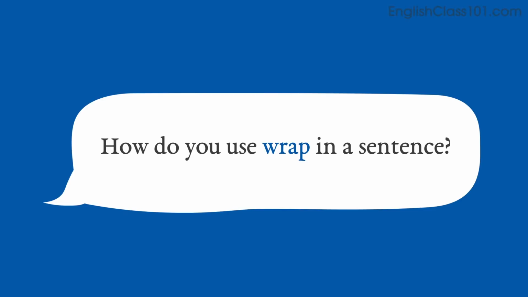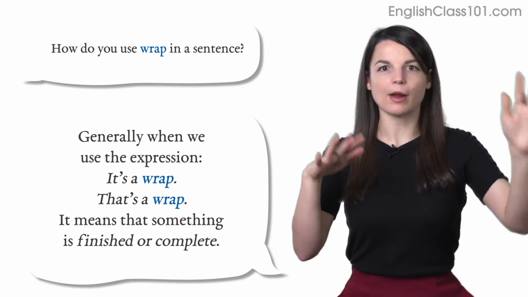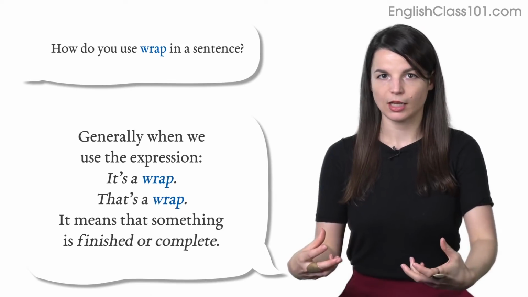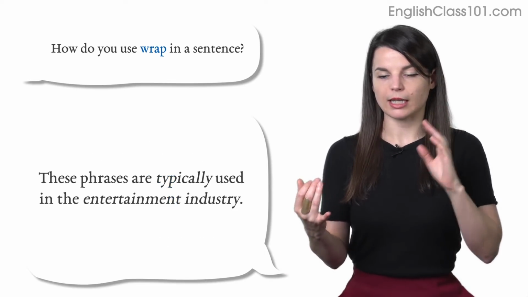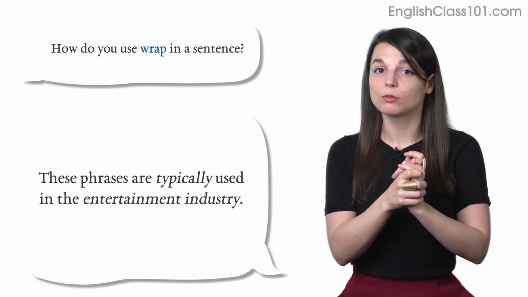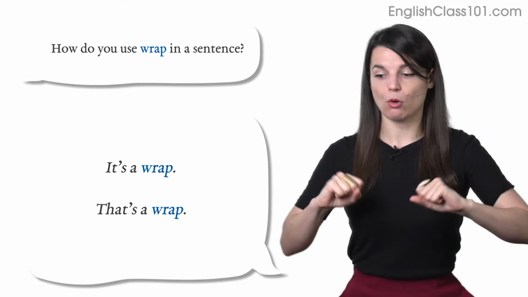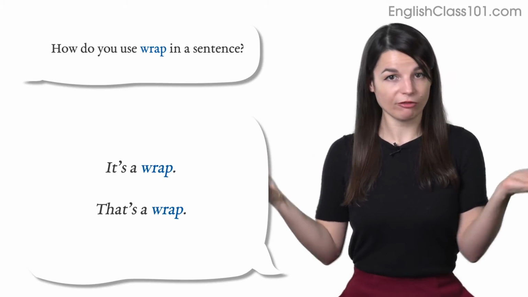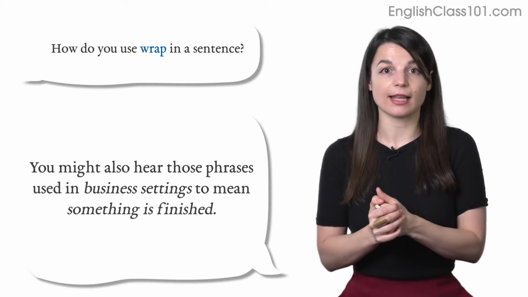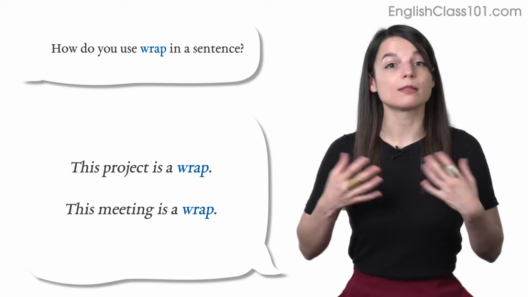Generally, when we use the expression, it's a wrap, or that's a wrap, it means that something is finished, it's complete. We often use this word in media, like film production, movie production, or TV production related work. When something has come to an end, we can say, it's a wrap, or that's a wrap, which means we're finished, or we're done. We might also hear this in business or professional settings to mean this is finished, as in this project is finished, or this meeting is finished.